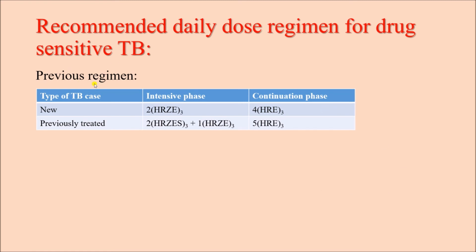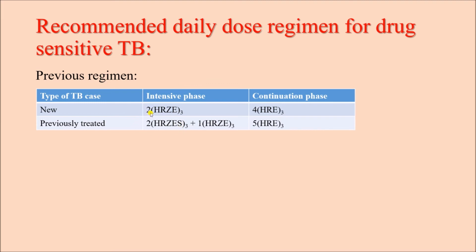Now according to the previous regimen, when we had new cases and previously treated cases, these were the regimens. So we had an intensive phase and a continuation phase. The intensive phase is of shorter duration, so as you can see 2 and 2 and 1, and the continuation phase is for longer duration. So let me just explain here something. You can see certain numbers before the drug letters. You already know what HRZES means. So isoniazid, rifampicin, pyrazinamide, ethambutol, and streptomycin, right?